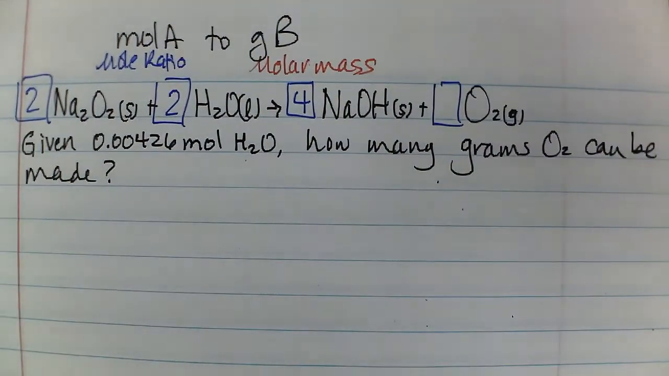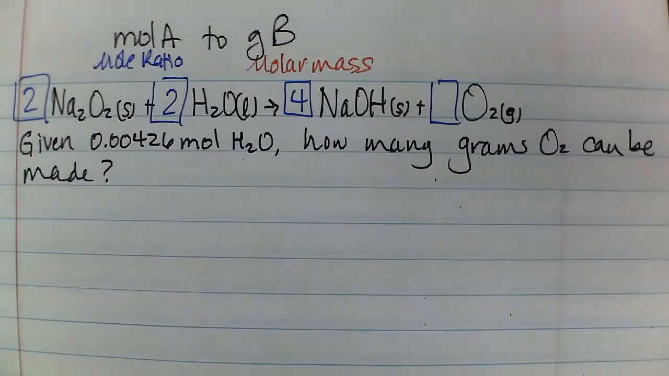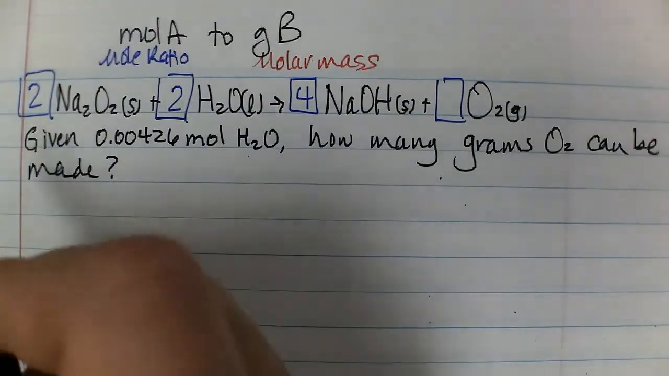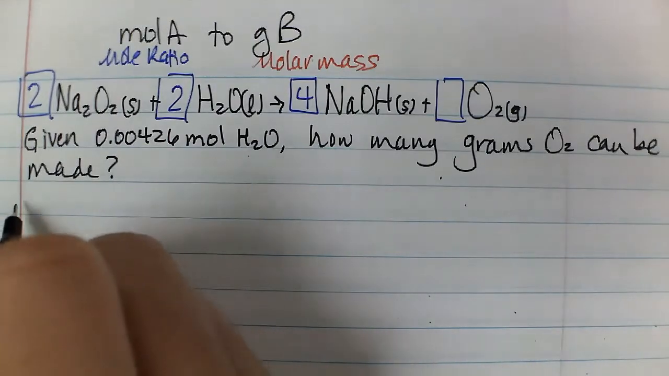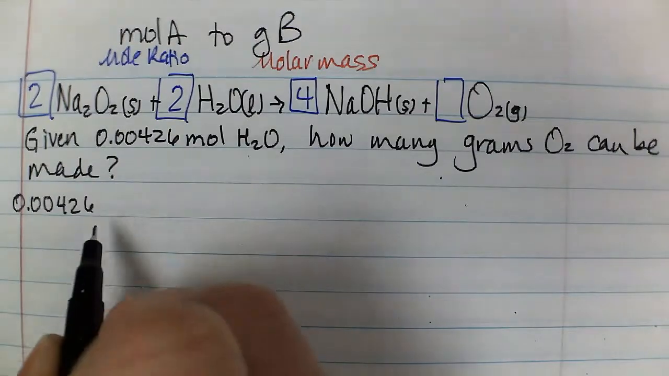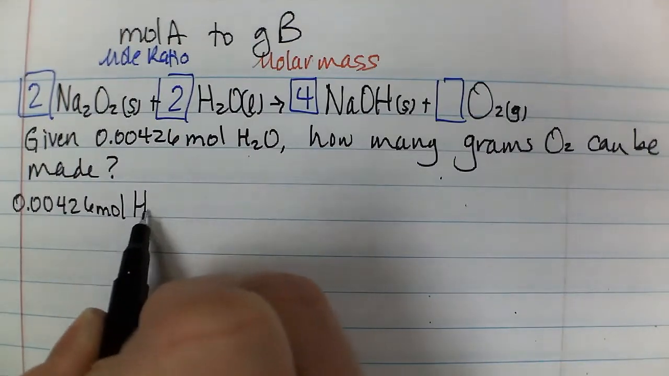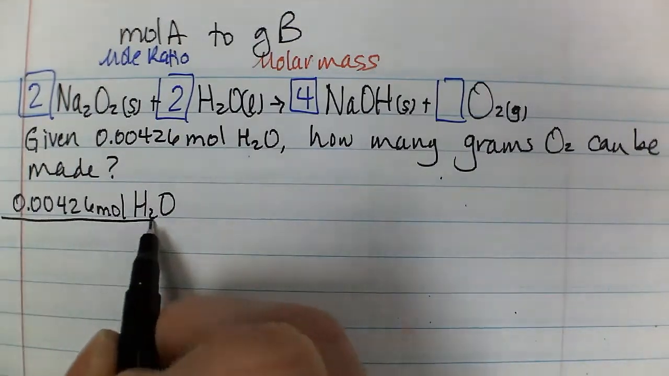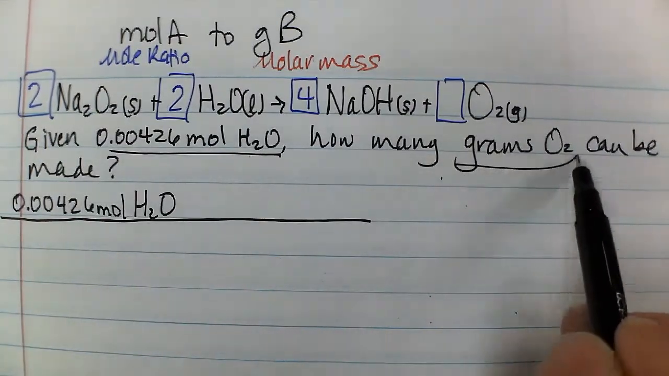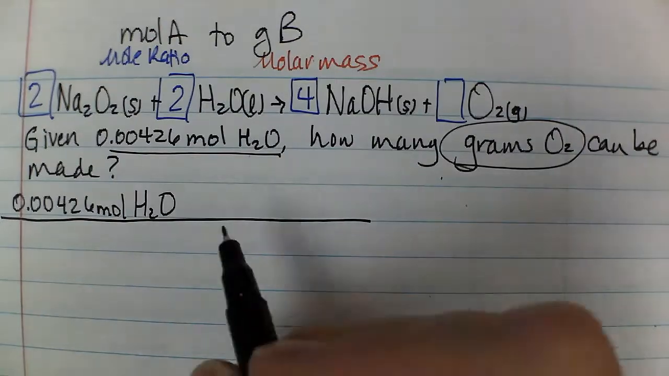You should take a moment and pause the video and write down the balanced chemical equation and the problem. So let's get started now that you've done that. 0.00426 moles of water. That's what I'm given in the problem. I'm trying to find grams of O2.